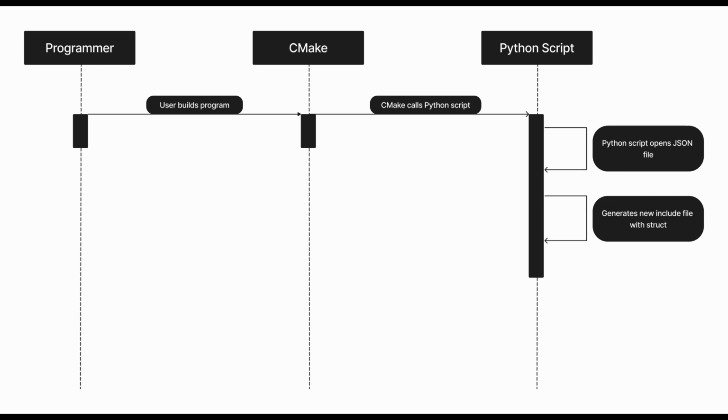You, the programmer, start the build process. CMake calls the Python script. The Python script opens the JSON file and then generates the new include file with the C struct, which contains all the key value pairs from the JSON file. This way, if I ever want to add, remove, or change any Modbus registers, all I have to do is edit the JSON file. Then rebuild the project, and the build process takes care of everything for me.